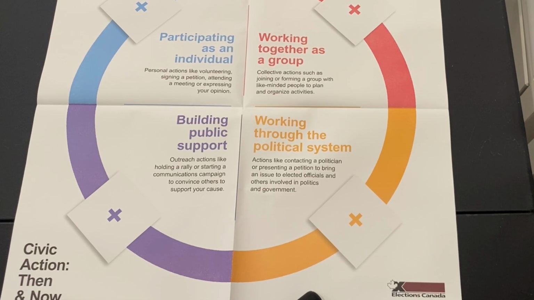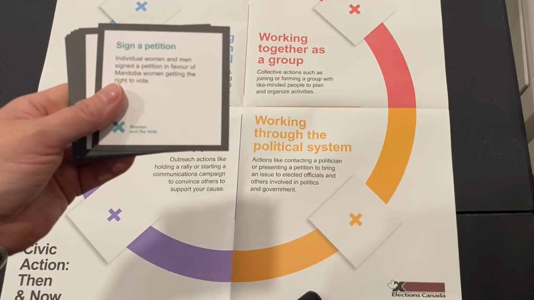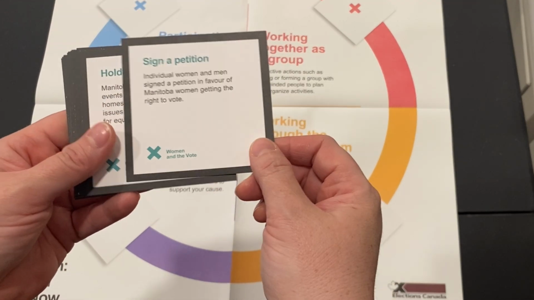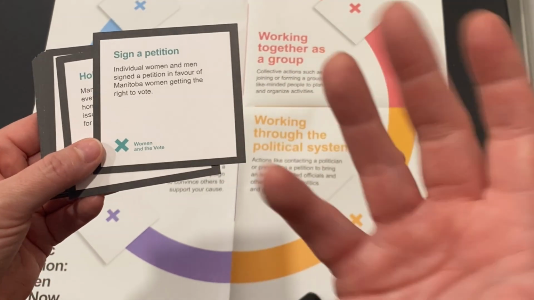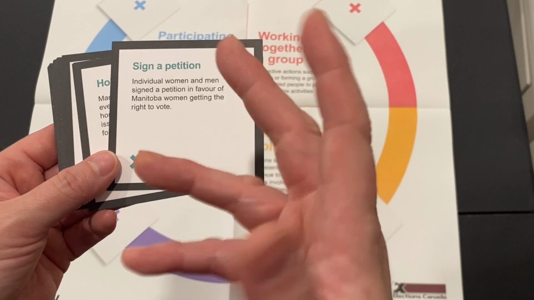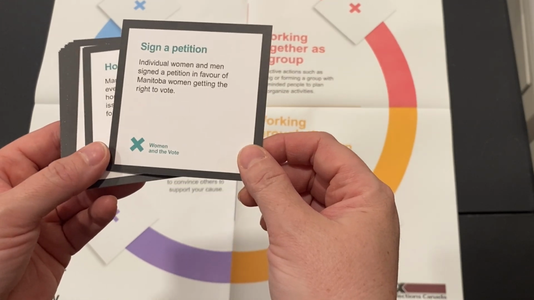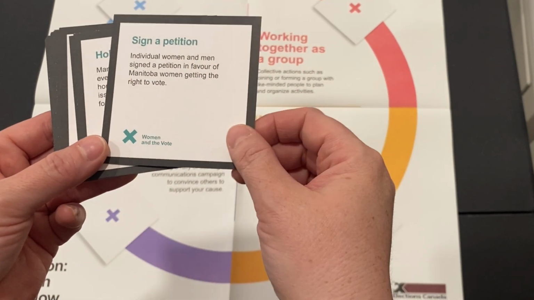Now, the Elections Canada website does have videos that walk you through how to use this resource, but I'm going to quickly just show you what you would expect to see in working with your students and how I use this in my classroom. So like I said, the students are going to get these cards. So this one that I have in my hand is Women and the Vote. And as a group, they're going to determine, after they've watched a little video introduction about this particular case study, where this would fit.